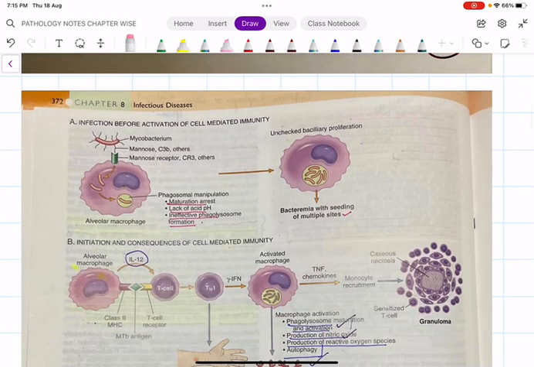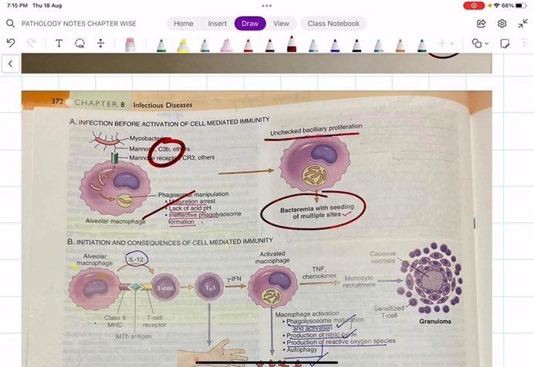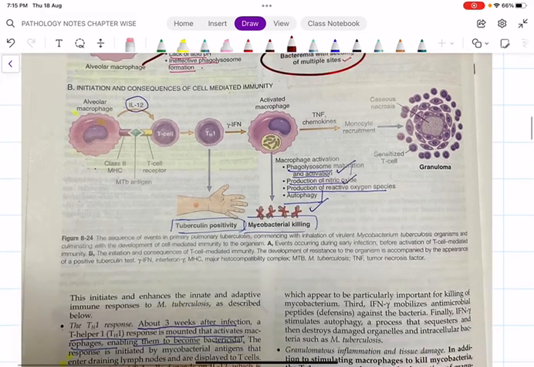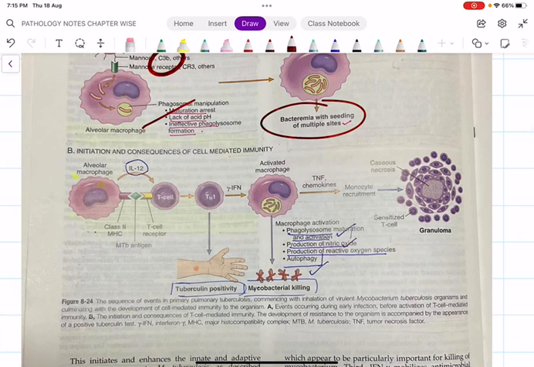As you can see in this picture, before the cell-mediated immunity is active, it mainly binds to the C3b receptors. Then it prevents phagolysosome formation. Finally, there will be unchecked bacterial proliferation and bacteremia with seeding of multiple sites. Then the cell-mediated immunity comes into action. As I told you, pulmonary alveolar macrophages serve as a factory for Mycobacterium tuberculosis. The alveolar macrophages release interleukin 12, which further stimulates the T helper 1 cells. This T helper 1 response is responsible for tuberculin positivity. These T helper 1 cells further produce interferon gamma. We have two pathways of macrophage activation, the classical and the alternate pathway.